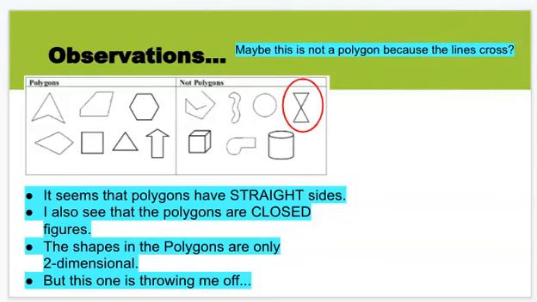But what about that one right here circled? Why is it not a polygon? Because it does have straight sides. It is closed. It is 2-dimensional. Maybe it's not a polygon because the lines cross. It's possible.